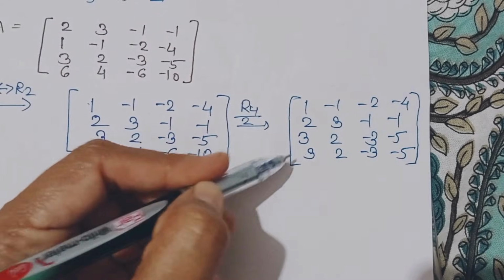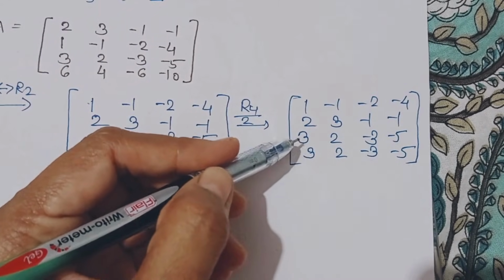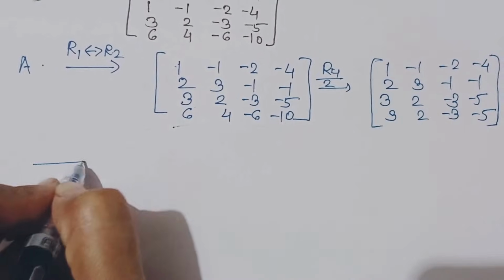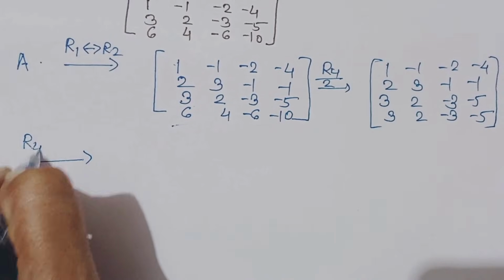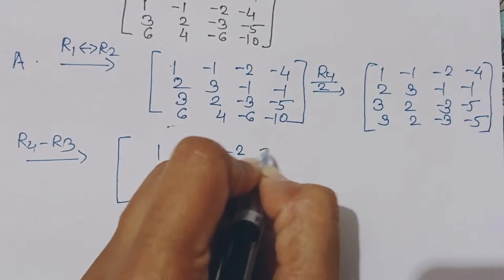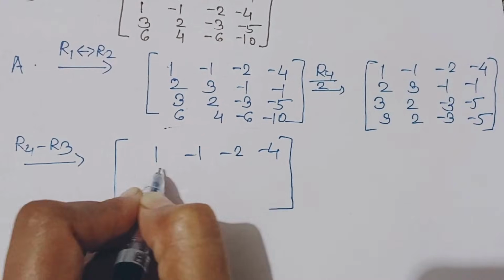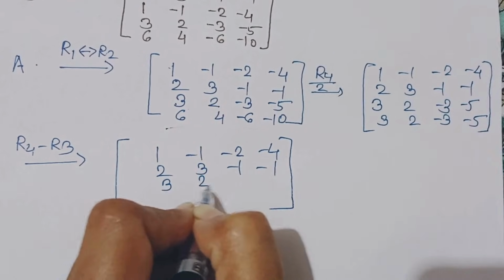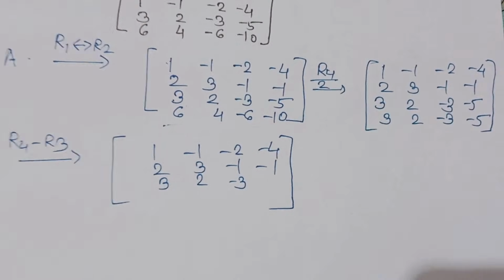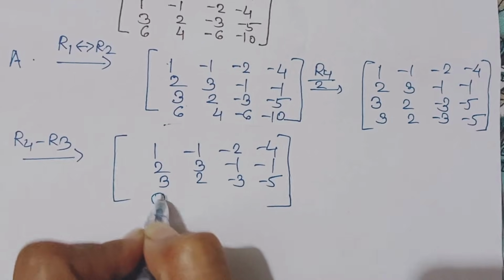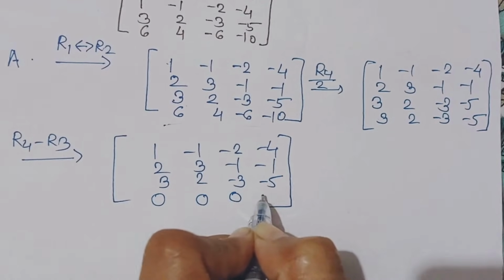So we can use the operation R4 minus R3 so that we get a 0 row here. So using this operation, we get 1, minus 1, minus 2, minus 4, with the other three rows as they are. Minus 1, minus 1, 3, 2, minus 3, minus 5, and 0, 0, 0 and 0 here.